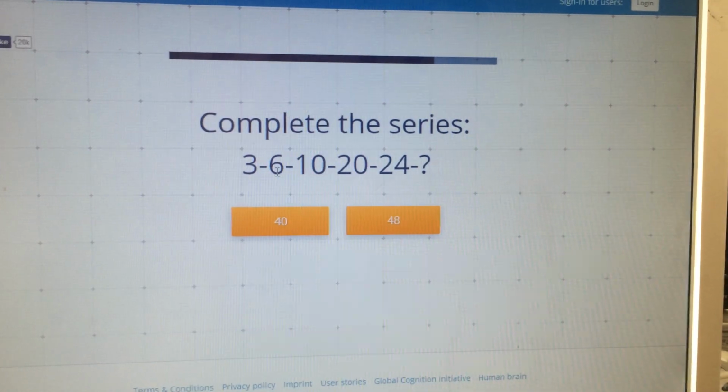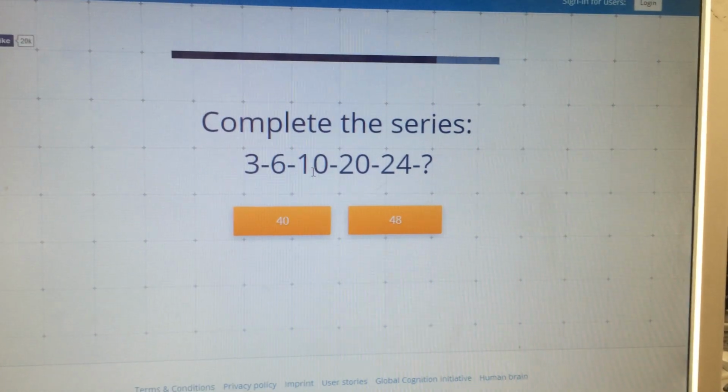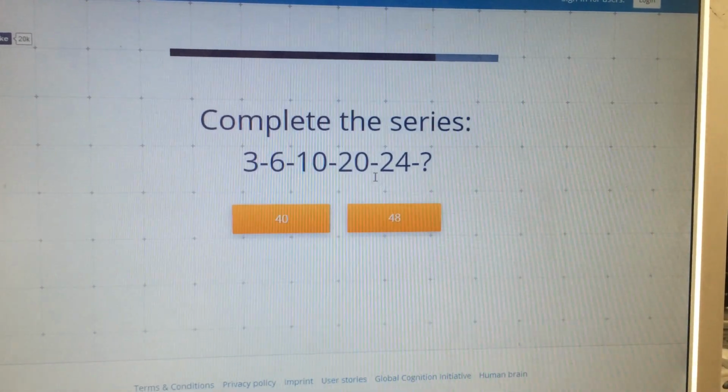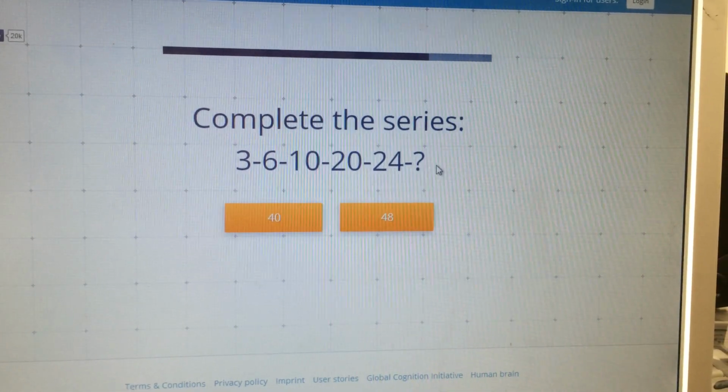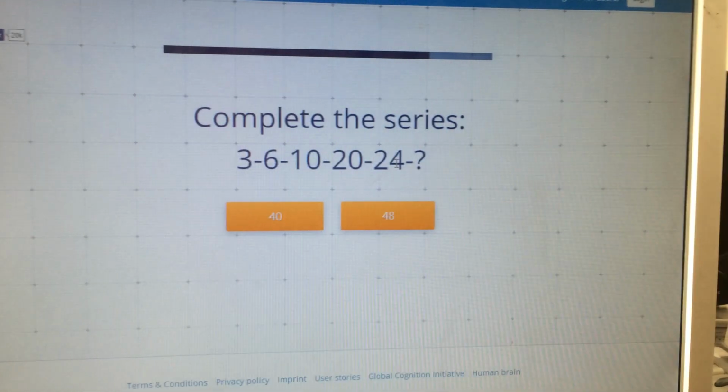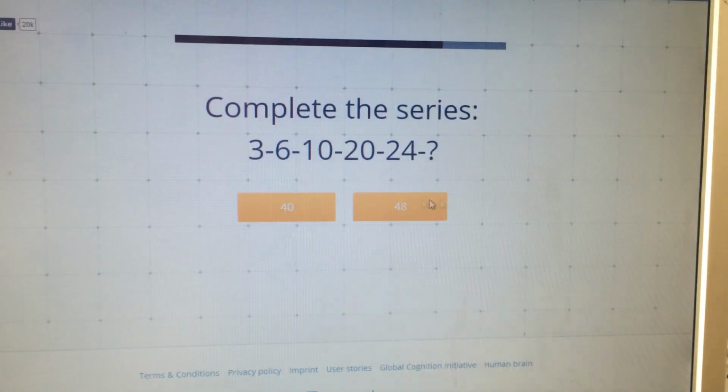3 doubled is 6, plus 4 is 10. 10 doubled is 20, plus 4 is 24. So what they're going to do next is double 24, and then it would be add 4. And doubling 24 is 48, so it fits our pattern.